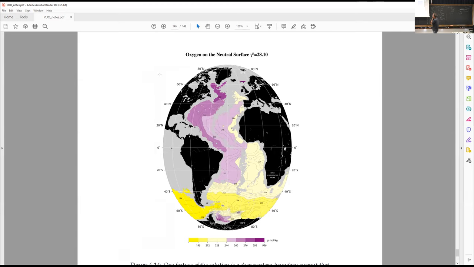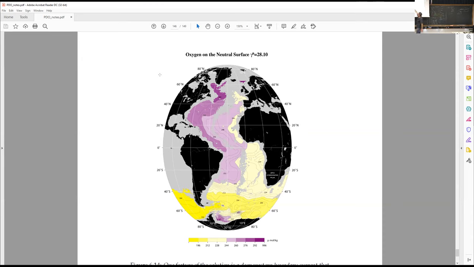Oxygen. So concentration of oxygen. Dark colors means a lot, and yellow colors means not that much. This is observed oxygen concentration on a surface of gamma 28, a potential density, some level at the bottom. It's not actually at depth, but it's a layer of constant density, which is at the bottom. When do you have high concentration of oxygen? When the ocean was in contact with the atmosphere and is breathing through the atmosphere. So you have high concentration of oxygen at the surface.